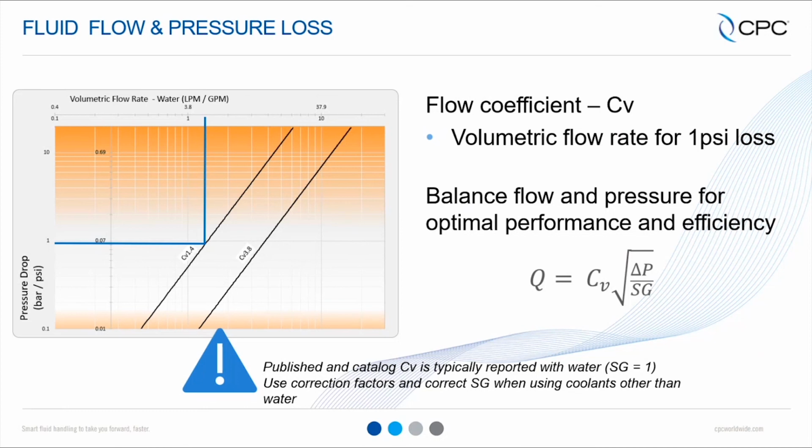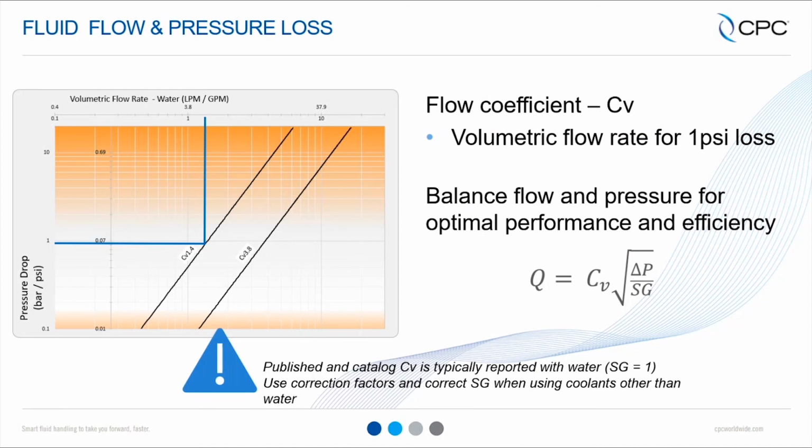And vice versa, or I suppose in imperial terms, we can reference what's called a kV, which would be 0.86 of what the CV is, and that's representative of bar or meters cubed per second. This metric is a function of the volumetric flow rate, the specific gravity of the fluid, and the overall pressure loss of the system.